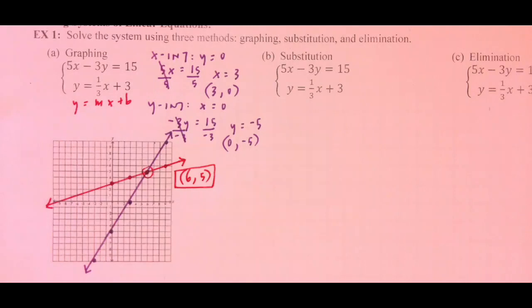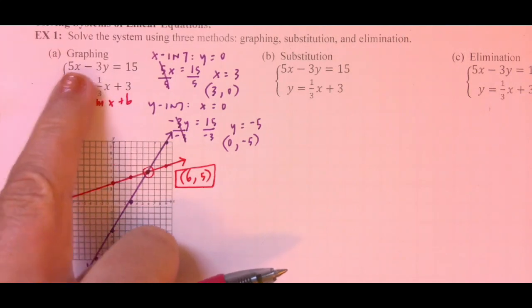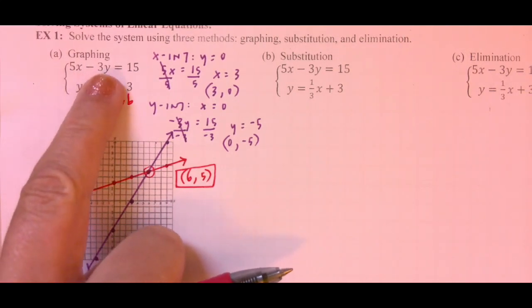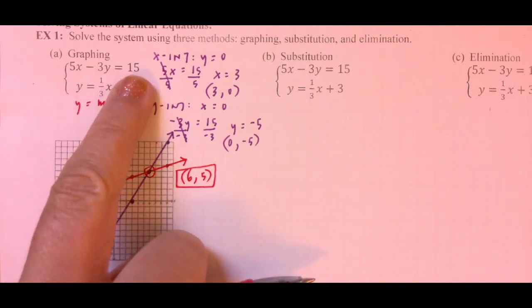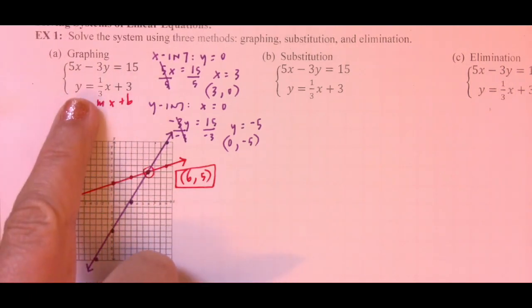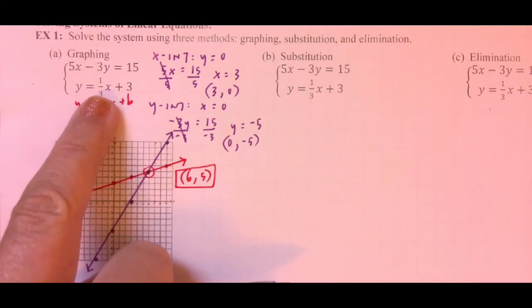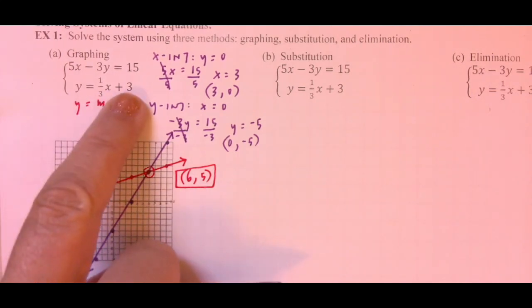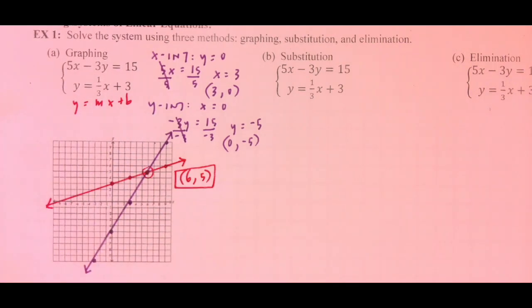So that is my solution to this system. If I plug that 6, 5 back in, so 5 times 6 minus 3 times 5, 30 minus 15 gets me back to 15. If I plug in here, the x is 6, so 1/3 of 6 is 2. 2 plus 3 equals that y value of 5. So I can plug it back in and verify that both of my equations are true.